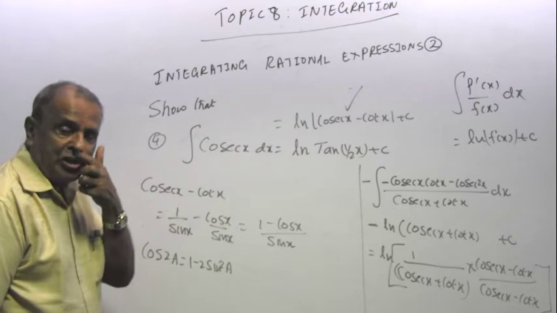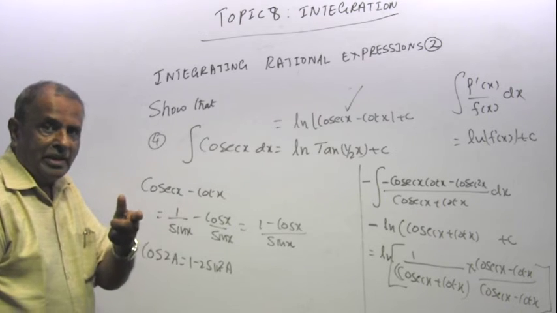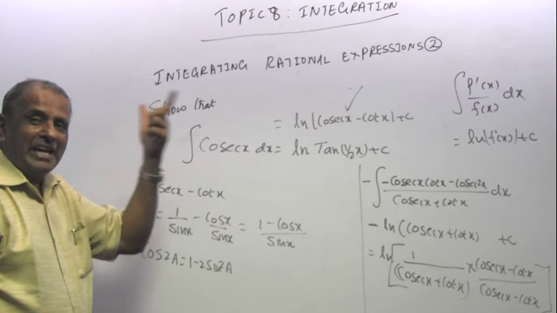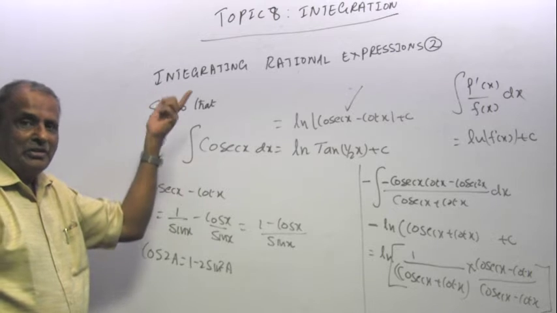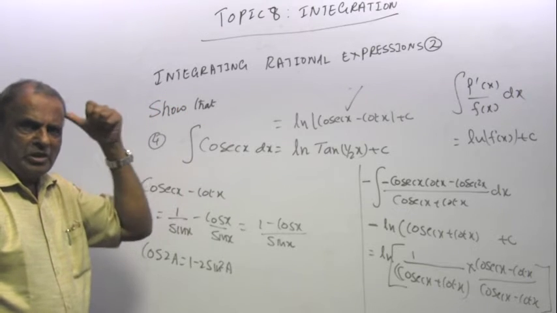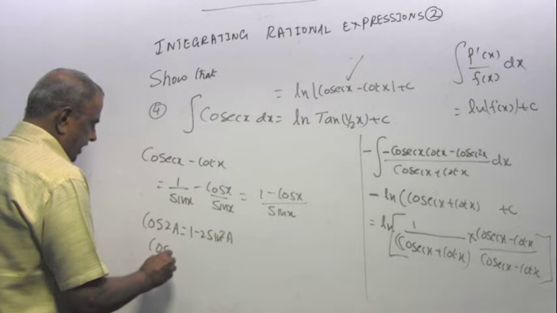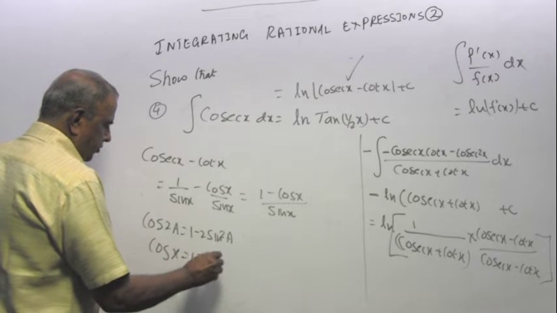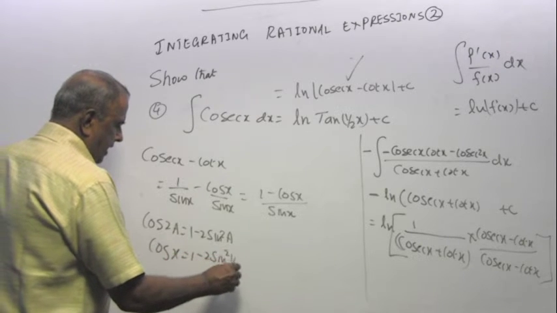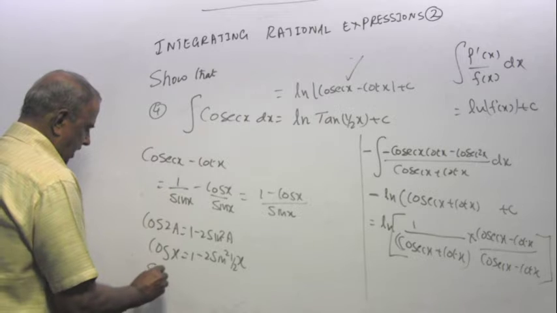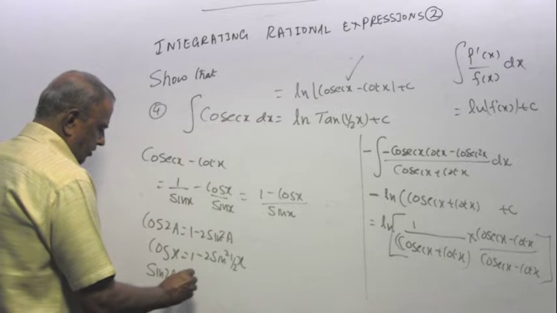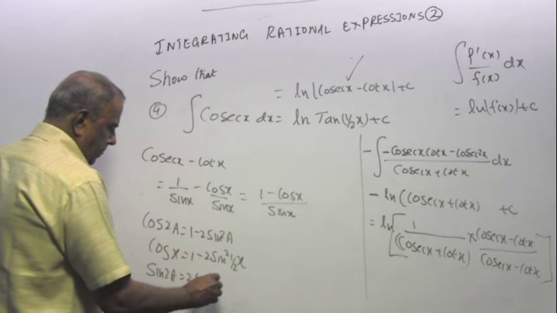Trigonometry is going to haunt you. If you're not good at trigonometry, you will get stuck every time there's a trick question in integration or differentiation. So get trigonometry thoroughly into your brains. So cos x is 1 minus 2 sine squared half x. Sin 2a is 2 sin a cos a.